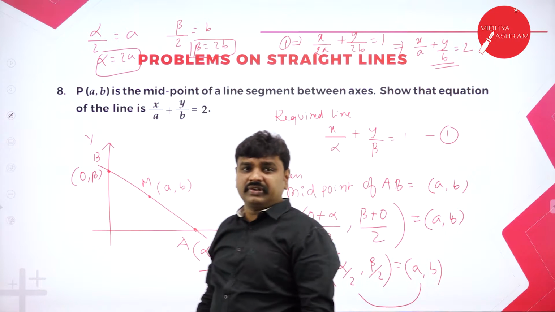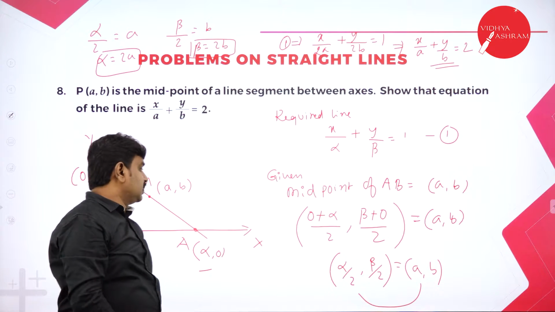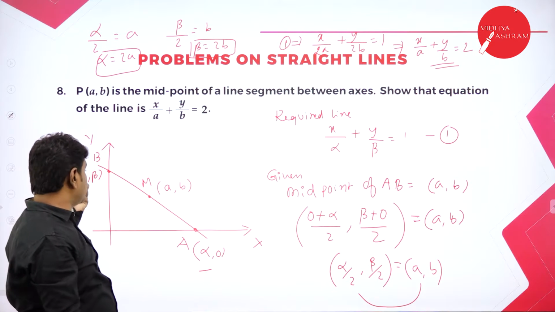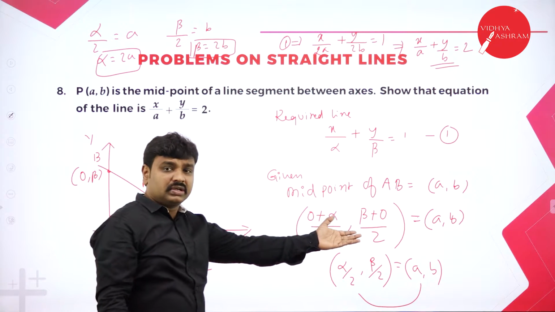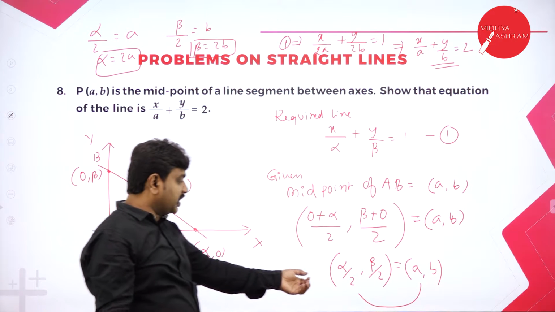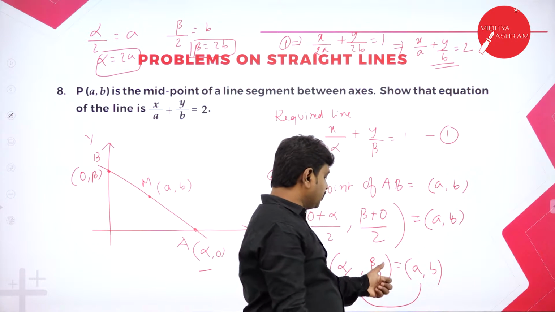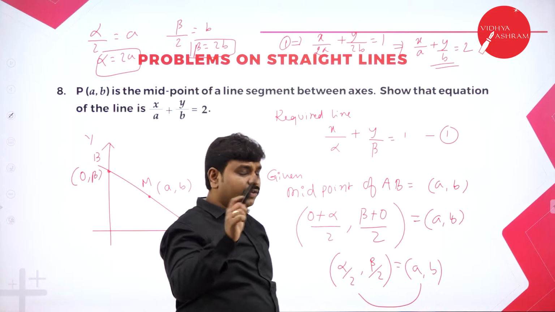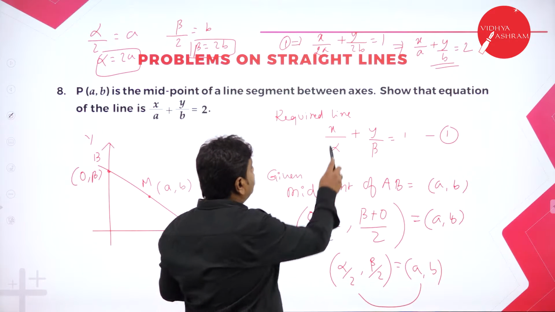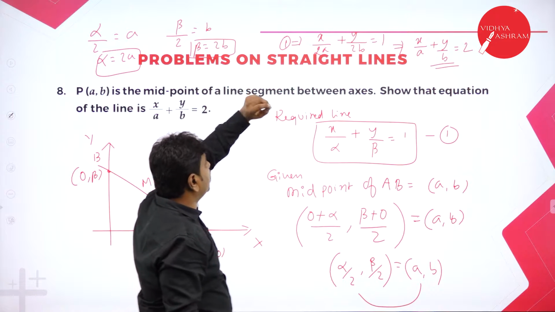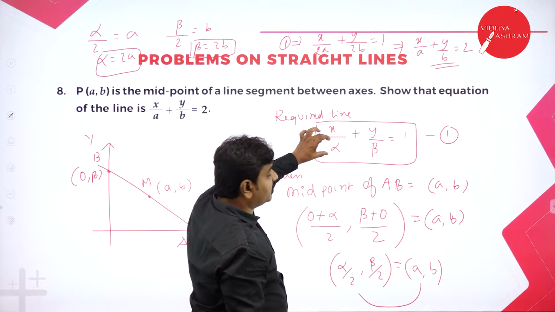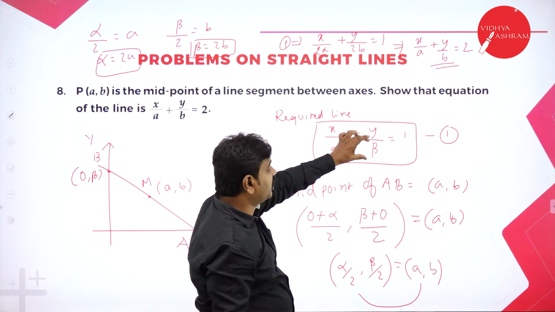I hope all of you got this. First find alpha beta. X-intercept is alpha 0, y-intercept is 0 beta. And they give midpoint. Use the midpoint formula. Equate them. Equate corresponding values. Alpha by 2 equate to a, beta by 2 equate to b. You will get the value of alpha beta. After you get alpha beta value, put it in equation 1. See here I got alpha as 2a and beta as 2b. In the place of alpha I'll put 2a, in the place of beta I'll put 2b.